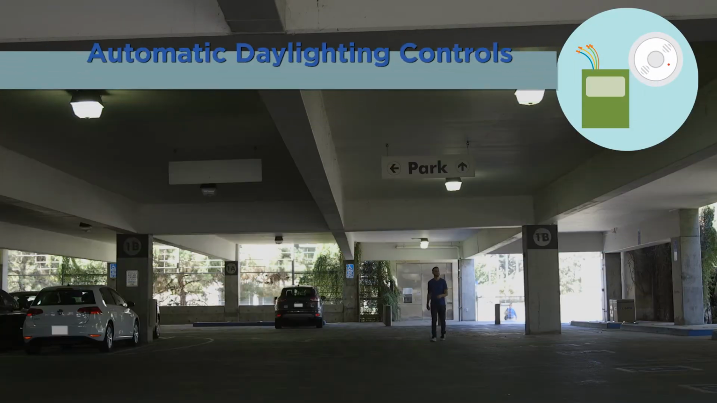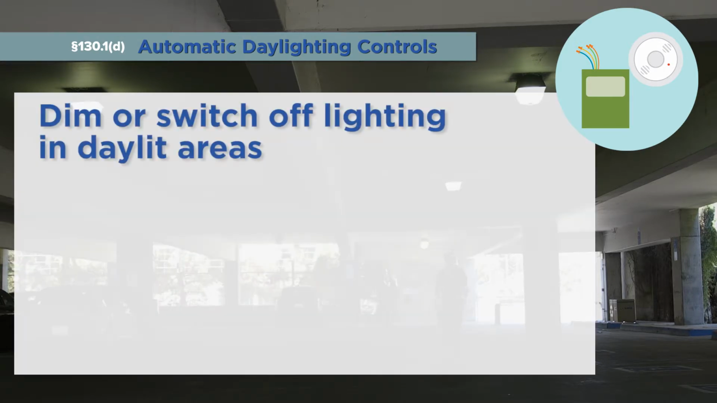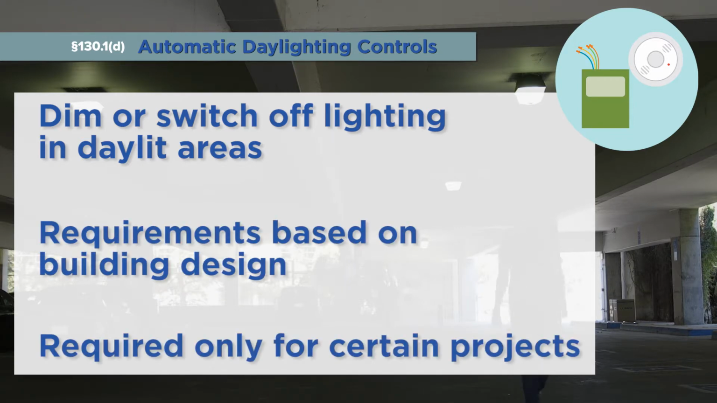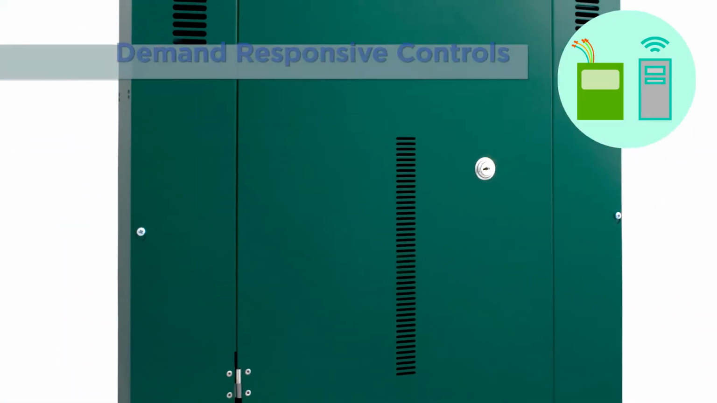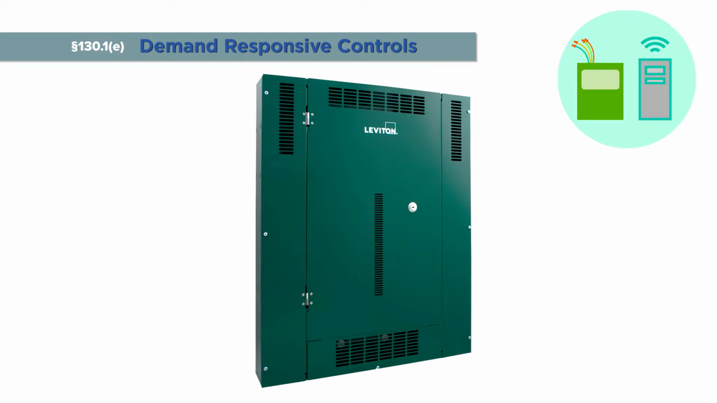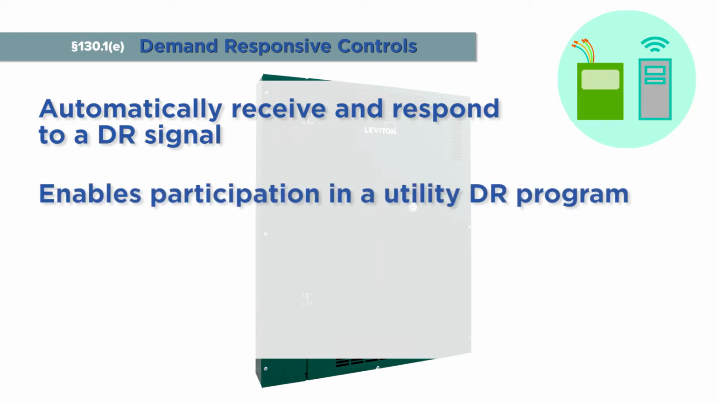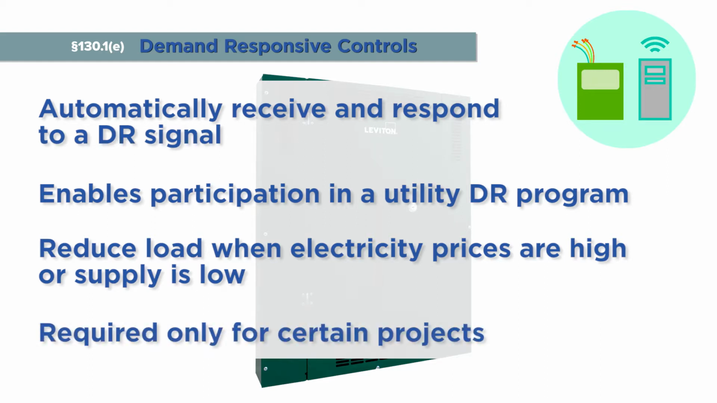Automatic daylighting controls automatically control lighting in daylight areas, dimming the lighting when sufficient daylight is available. These controls may be required depending on your building design, and they form the fourth control layer in a space. The last control layer consists of demand-responsive controls. These controls are capable of receiving and automatically responding to a demand response signal sent from a utility or third-party program implementer. Demand-responsive controls allow you to reduce your lighting load when electricity prices are temporarily raised or the electricity supply in your area is critically low.